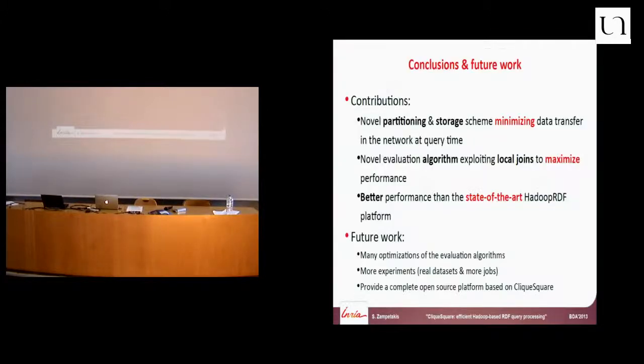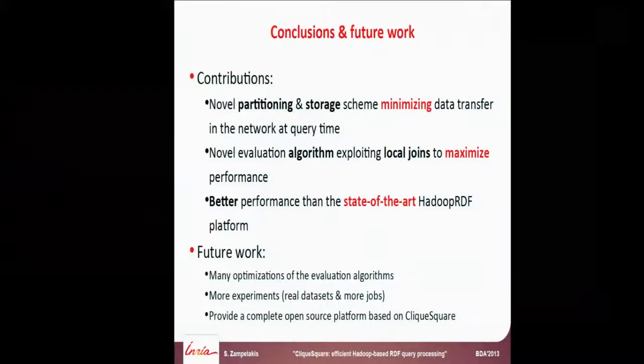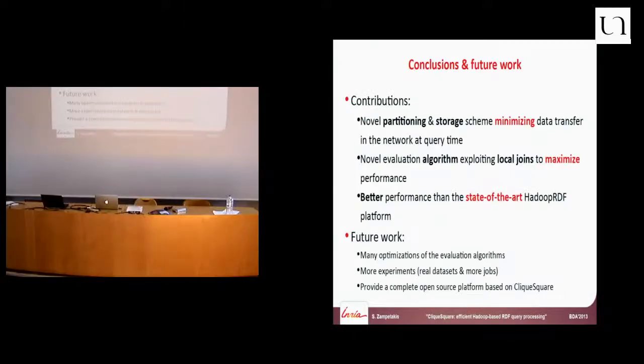To sum up, what we propose in our work is a novel partitioning and storage scheme that minimizes data transfer at query time. We also have a novel evaluation algorithm that exploits local joins to maximize query performance. In the first set of experiments, we perform better than the state of the art. As future work, as I told you, we have already started working on optimization algorithms that perform even better and reduce data transfer even more.